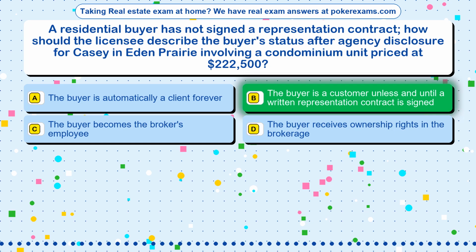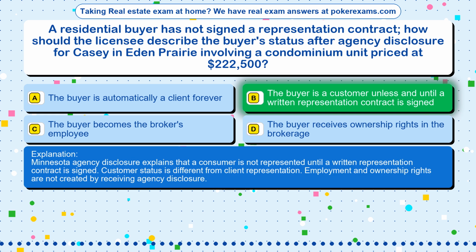The correct answer is option B. The buyer is a customer unless and until a written representation contract is signed. Minnesota agency disclosure explains that a consumer is not represented until a written representation contract is signed. Customer status is different from client representation. Employment and ownership rights are not created by receiving agency disclosure.